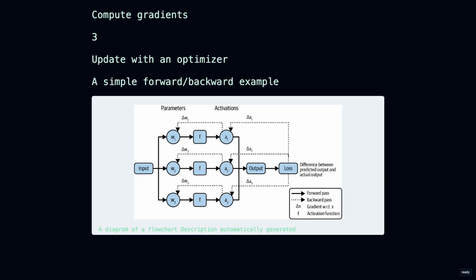Notice the two directions in the diagram. Data flows forward to produce an output, then information flows backward to compute updates. That contrast is the whole logic of training.